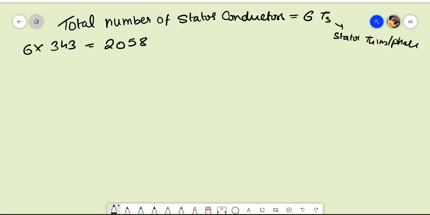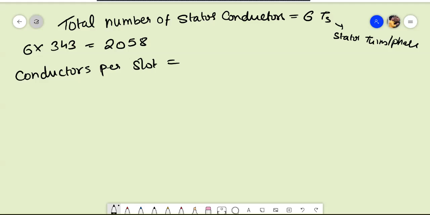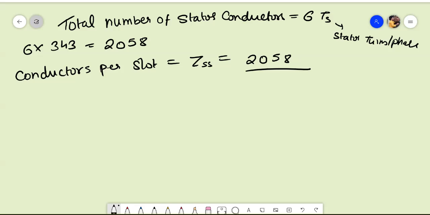Okay, then we need to find the conductors per slot. Conductors per slot is given by ZSS, which is equal to the total number of stator conductors, 2058, divided by the total number of slots, that is 36. So this will be equal to 57. So 57 is the conductors per slot.